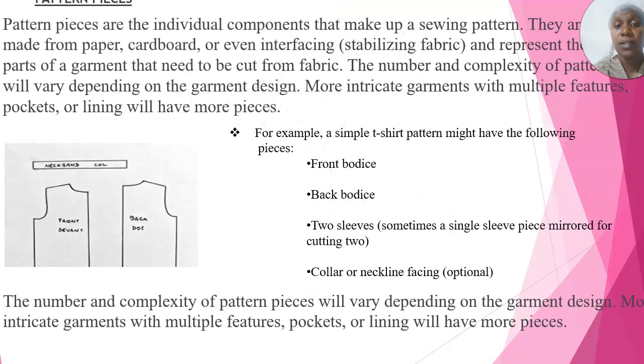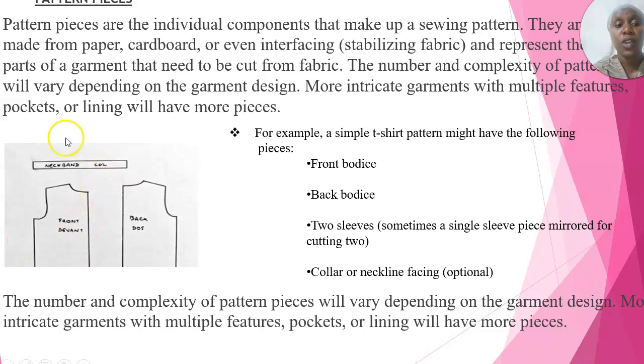All right, let's continue. We have also talked about pattern pieces. What are these pattern pieces that I'm talking about? Pattern pieces are individual components that make up a sewing pattern. They are typically made from either paper, cardboard, or interfacing, and they represent different parts of the garment that need to be cut from a fabric.